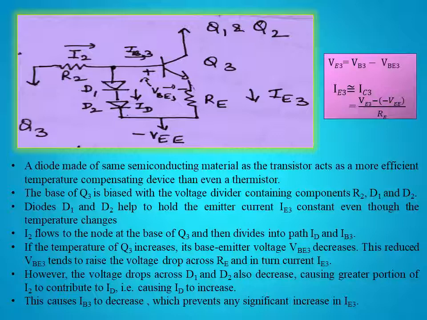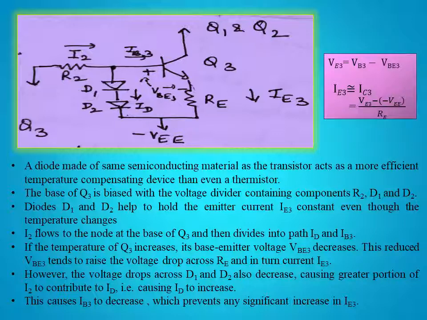If I3 remains constant, then IC3 will always be constant, and this constant current will be supplied to Q1 and Q2. So just a brief look back at what we are doing: we have replaced R1 by diodes D1 and D2. I2 current flows from R2, which divides into two, IB3 and ID.